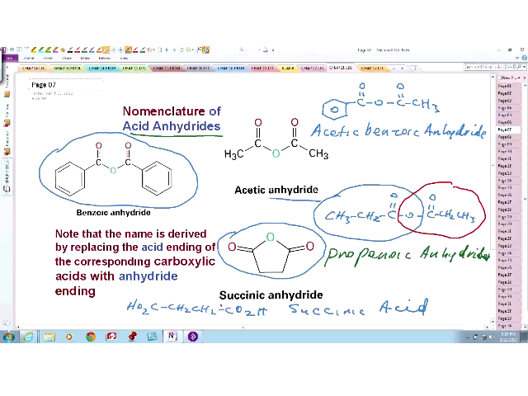As you can see here, essentially what we've done is join the two carboxyl groups together. You also notice here that the formation of an anhydride from two molecules of a corresponding carboxylic acid results in the loss of water. To go from here to here, you are actually losing water. That is why we refer to them as anhydrides, for the loss of water. So this is called succinic anhydride because it comes from succinic acid. These are the accepted IUPAC names.